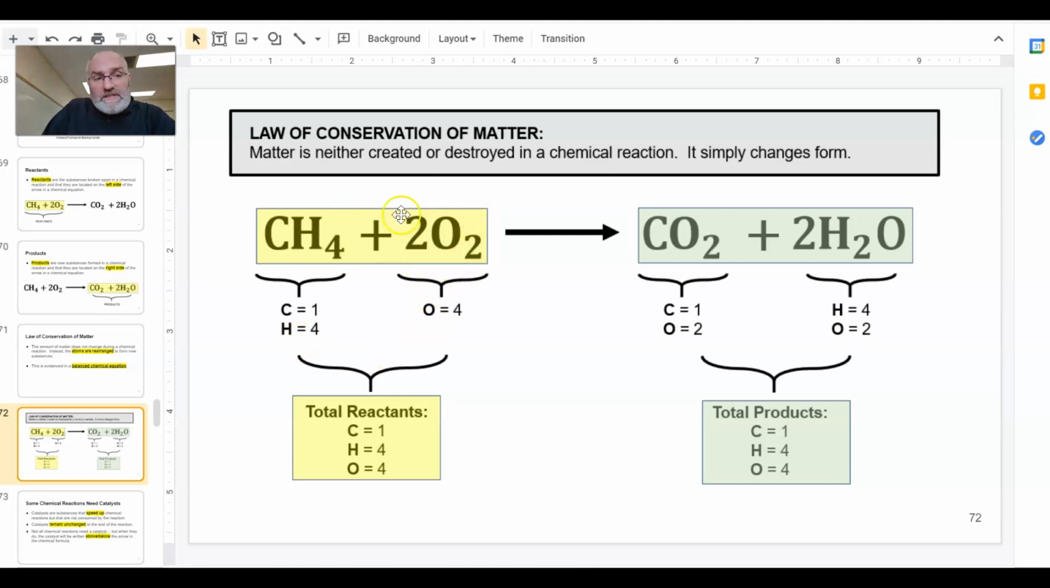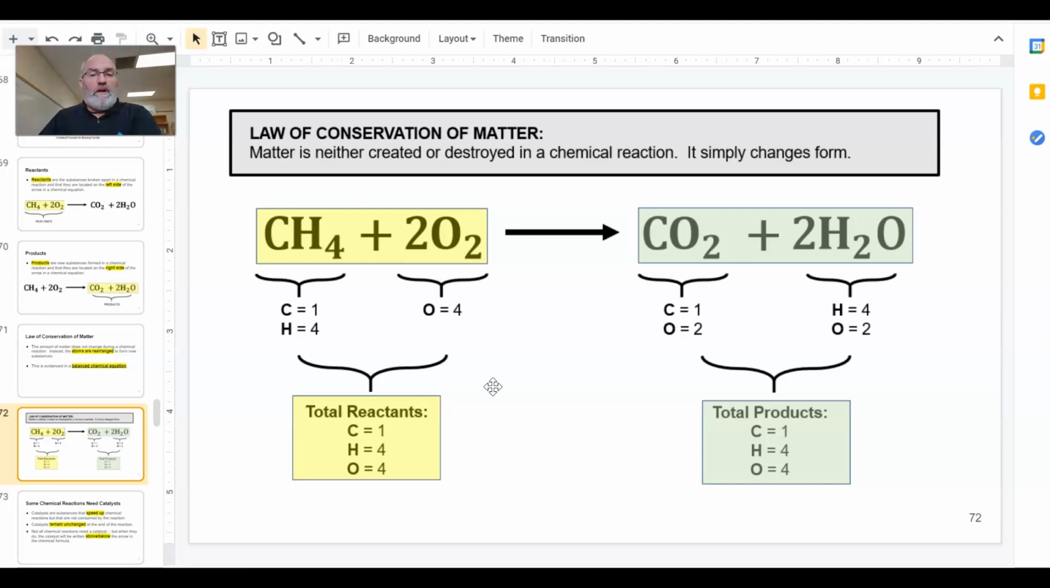And then on this side, we can see a subscript telling us that we have 2 oxygens. But we also have a coefficient telling us that we have 2 of these. What that really means is that we've got 4 total oxygens. Well, if you add all of those up, you get 1 carbon, 4 hydrogens, and 4 oxygens.